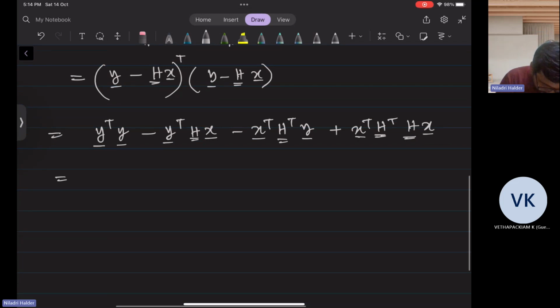That is equal to, so we can ultimately write it down like that, x transpose 1.